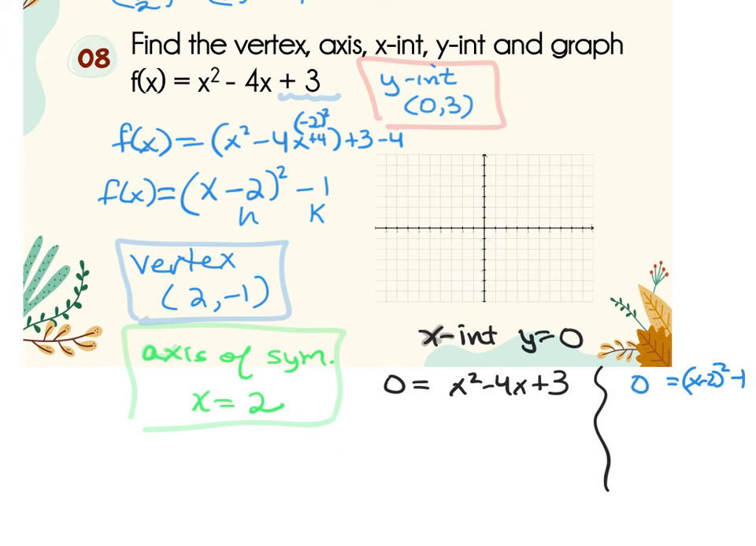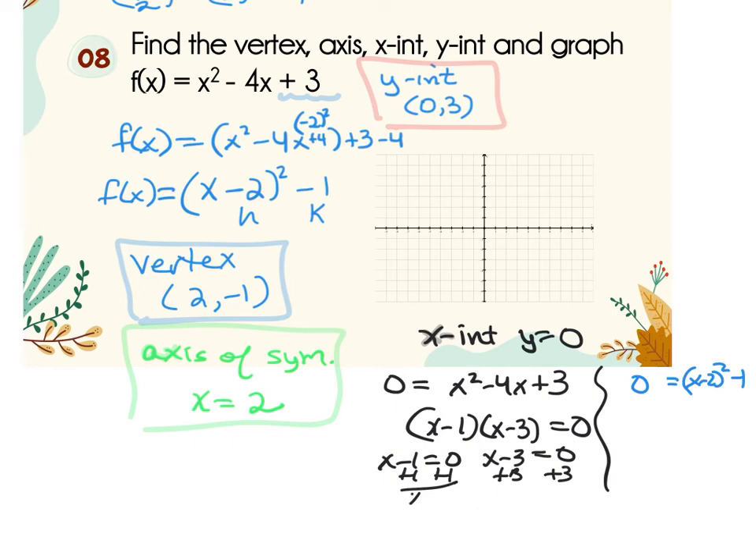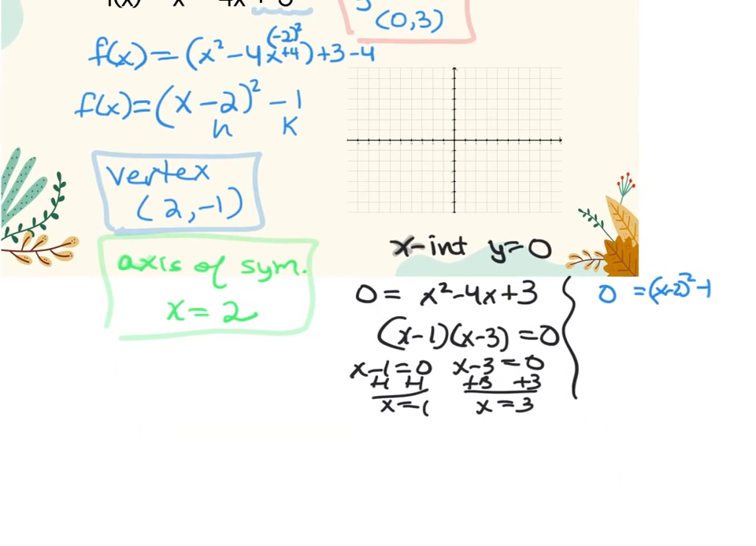So let's do the black one. This one can actually be factored, so that's why maybe using this one might be easier. Factors of positive 3 that give me negative 4, and that will be negative 1, negative 3. So once I set each equal to 0, add 1, add 3, x equals positive 1, x equals positive 3. So I have an x-intercept at 1, 0 and 3, 0.